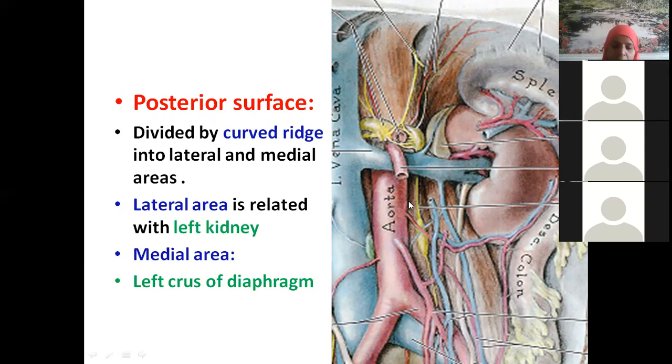Abdominal aorta, L1, L2. Okay, so the posterior surface has medial and lateral areas. The medial area is related to the left crus. The lateral area is actually covering the left kidney.